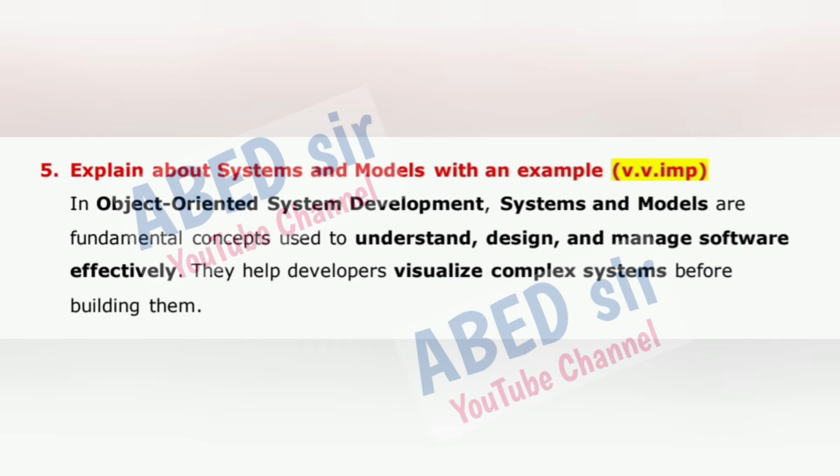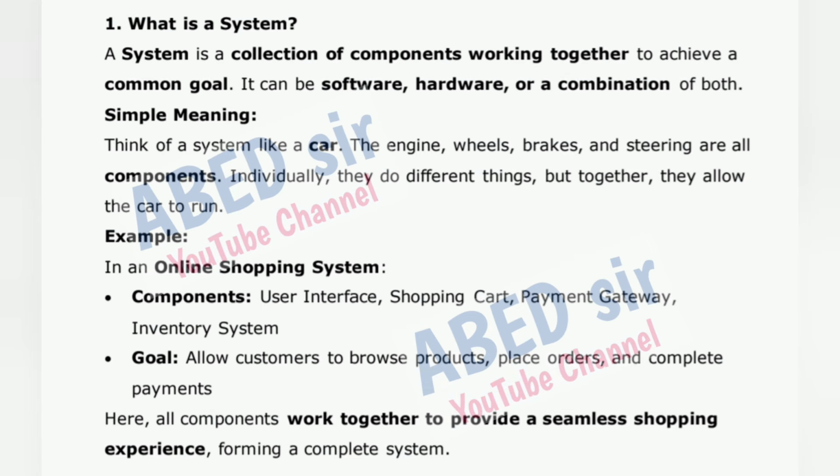In object-oriented system development, systems and models are fundamental concepts used to understand, design, and manage software effectively. They help developers visualize complex systems before building them. 1. What is a system? A system is a collection of components working together to achieve a common goal. It can be software, hardware, or a combination of both.